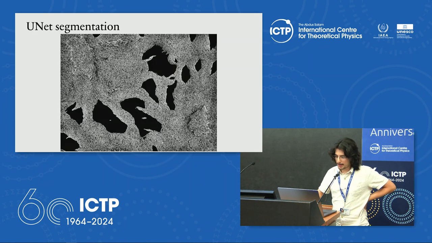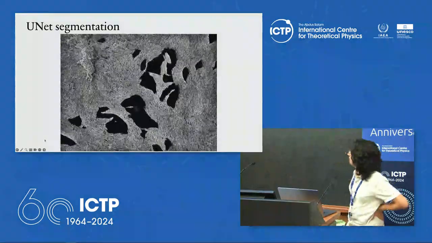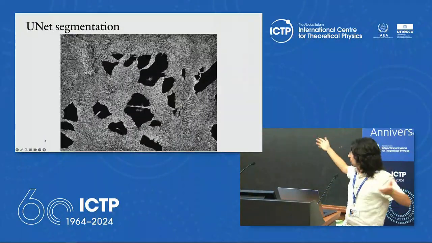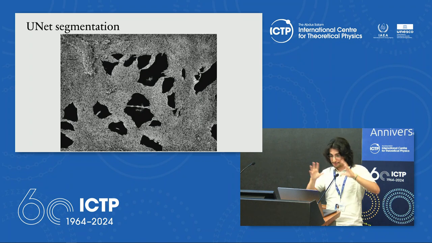So I trained a neural network to find these holes. It does a decent job. You can see the bacteria moving around, and the holes are sort of being holes, right? They're moving, having interesting shapes.